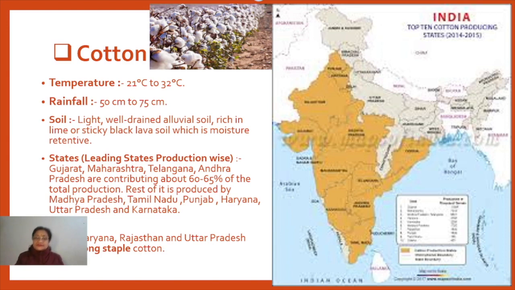And besides these, you can see Madhya Pradesh, Tamil Nadu, Punjab, Haryana, Uttar Pradesh, all these are providing some part of cotton production. Clear? Now one more important thing: Punjab, Haryana, Rajasthan, Western UP, all these are producing basically a typical type of cotton that is called long staple cotton. Long staple means its fibers we are talking of, right? The fibers are long in size.